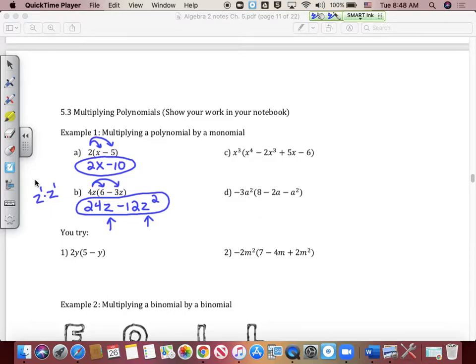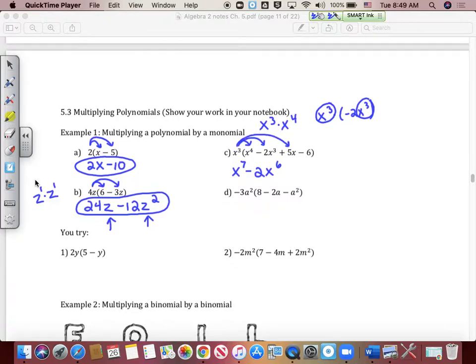For letter C, we're multiplying each one of these 4 terms on the inside by x to the 3rd power. So the first one we're going to be doing is x to the 3rd power times x to the 4th power. Using exponent rules from before, we know that that would be x to the 7th power. Then we're going to be multiplying x to the 3rd power times negative 2x to the 3rd power. I like to put my coefficient numbers in first and get those out of the way. That's just going to be 1 times negative 2 basically, so I'm going to put a negative 2 out front, and then x to the 3rd power times x to the 3rd power would be x to the 6th power.